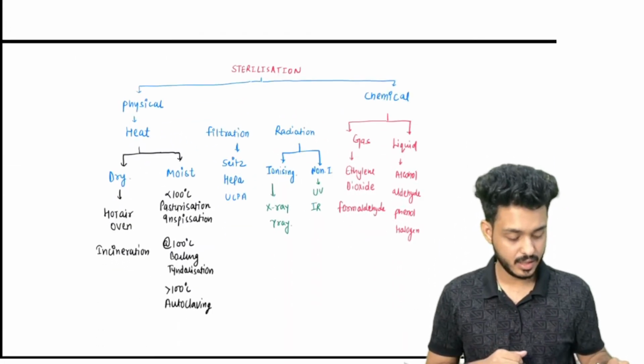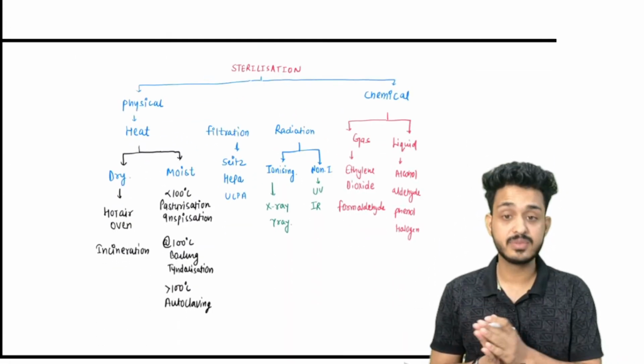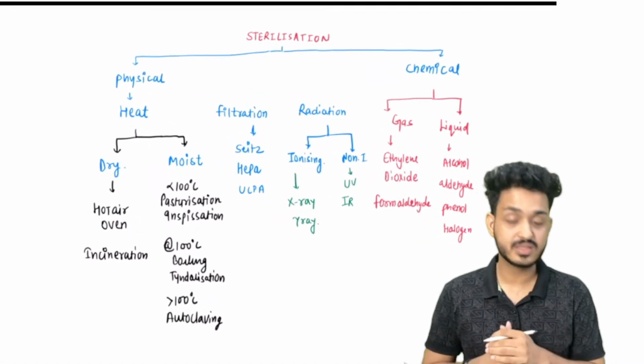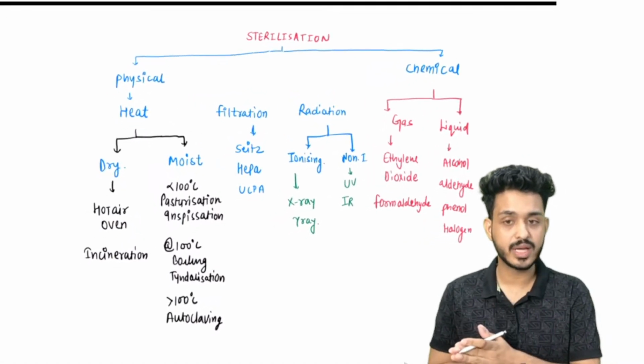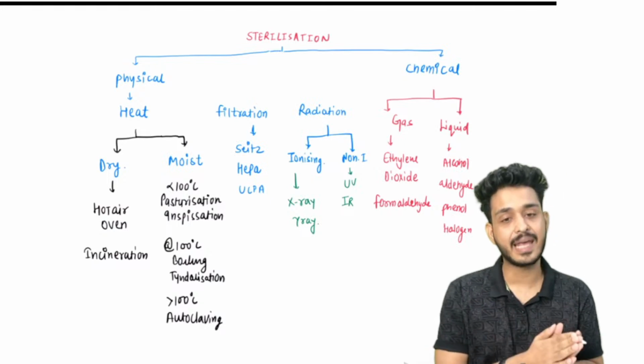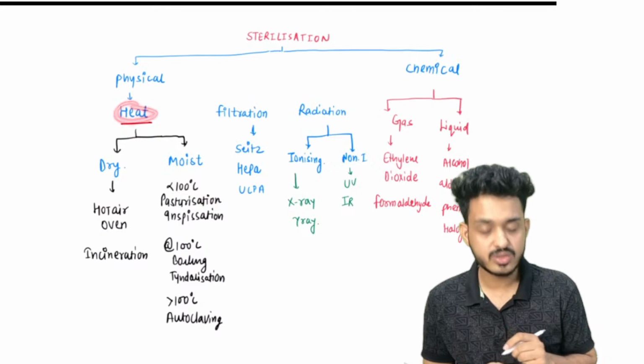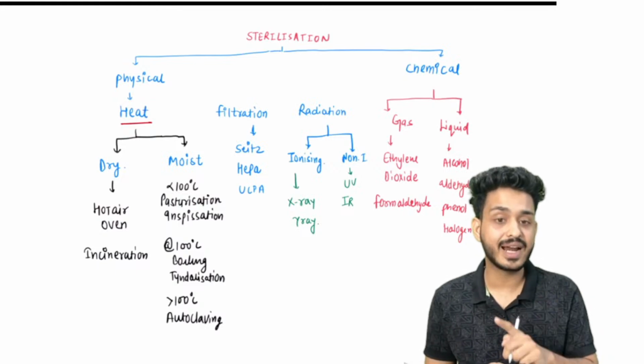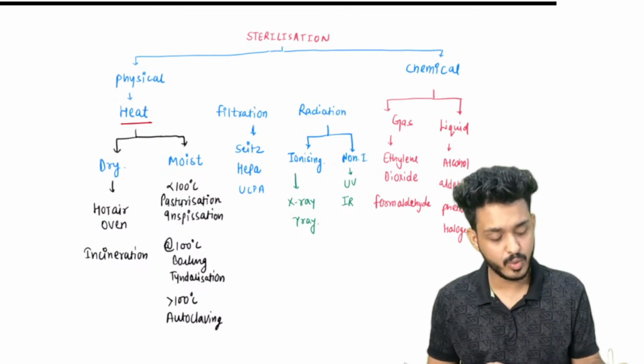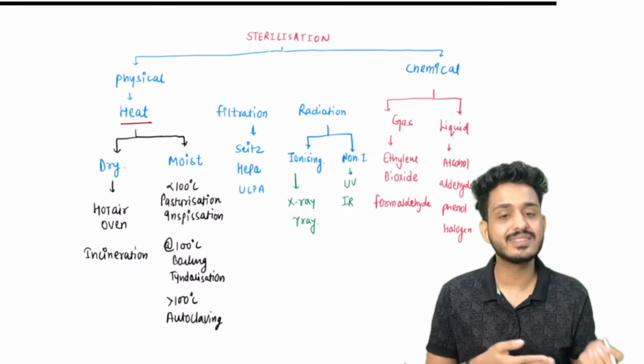Look here, guys. Sterilization can be of two types. We will be revising everything really fast. One is physical, another one is chemical. Physical, we are talking about heat first. So I can use two types of heat. One is dry heat, another one is wet heat. Moist heat means steam basically.